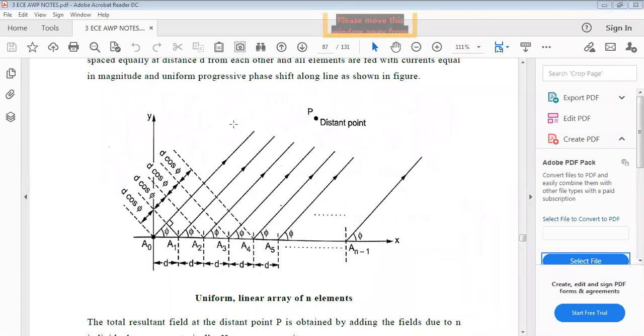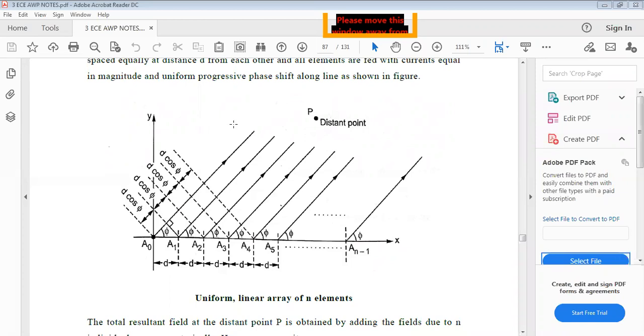Okay. And what is the resultant field strength obtained at point P for this n element uniform array? Just like the previous derivation. Okay, what is the radiation pattern? What is the resultant field strength of a naught alone?